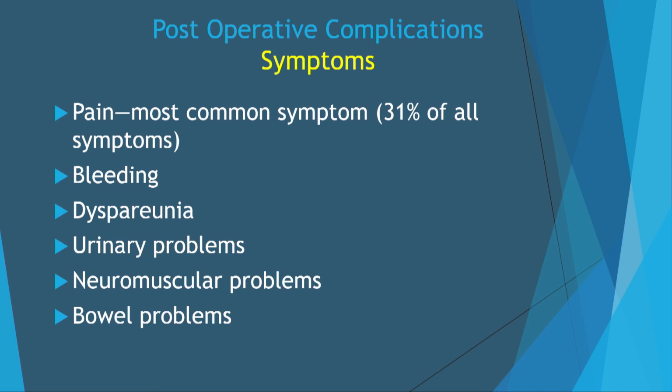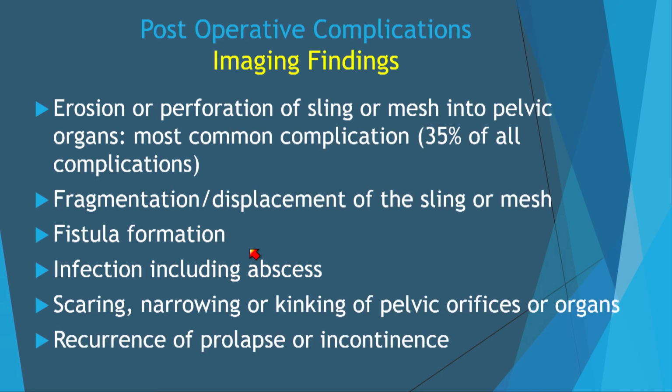Now, the symptoms that one can have after surgery that might indicate a complication are listed on this slide. And the most common symptom is that of pain. You can see about a third of the patients that have complications have pain. Other symptoms include bleeding, dyspareunia, urinary problems, and neuromuscular or bowel problems. The type of imaging findings that you will see or may see with ultrasound, again, are listed here on this slide, and I'll be showing you some examples.